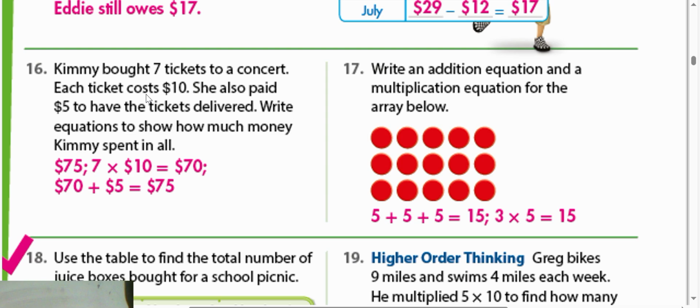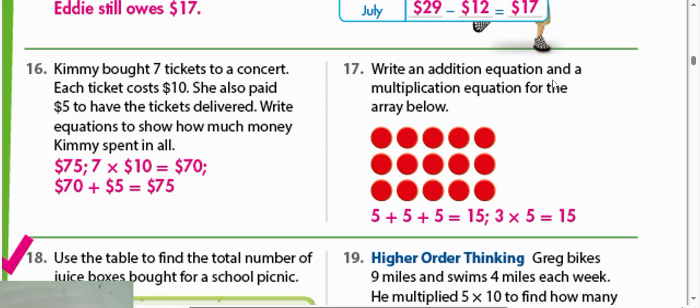Number 16. Kimmy bought 7 tickets. Each ticket costs $10. She also paid $5 to have the tickets delivered. Write equations to show how much money she spent in all. We can write 7 times 10 and then add 5, because the price of one ticket is $10. Kimmy bought 7 tickets, so 7 times 10 is 70, and then she also paid $5 for delivery. Then 70 plus 5 is $75 in total.